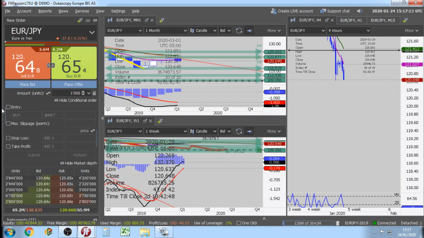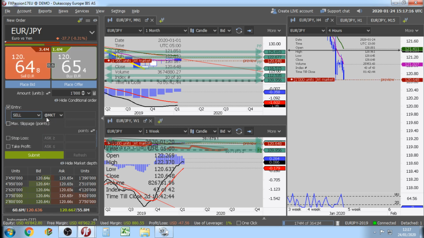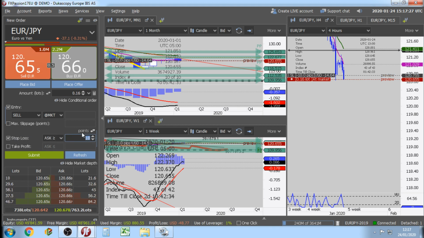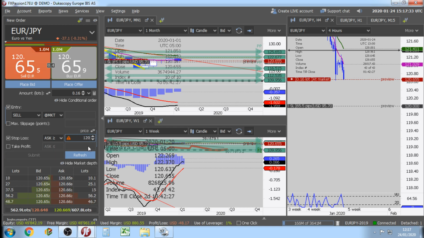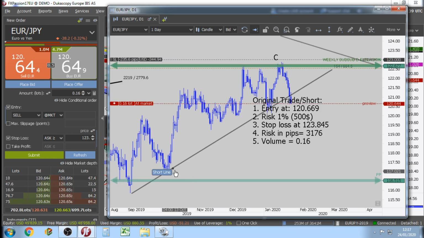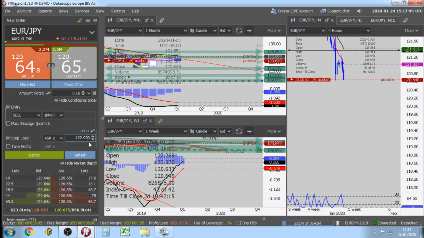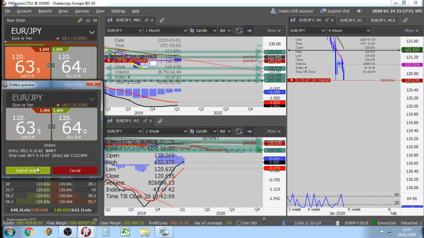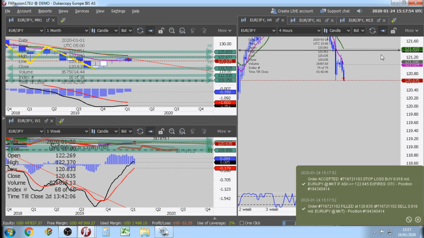Okay, so there you go. Entry, I'm going to sell the market at 0.16, and my stop loss is, I'm going to ask not points, but I want the price. My stop loss is going to be at 123.845, there you go. Submit orders, there you go.